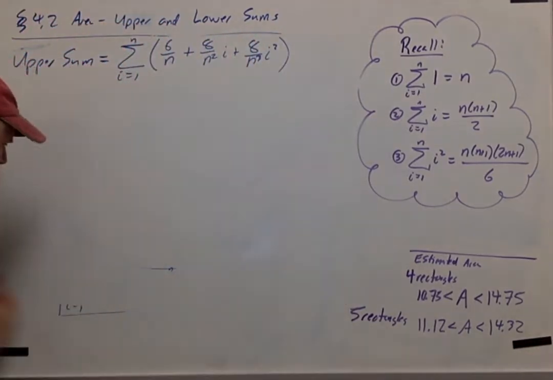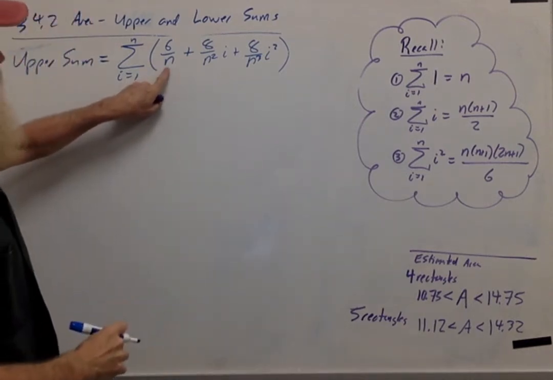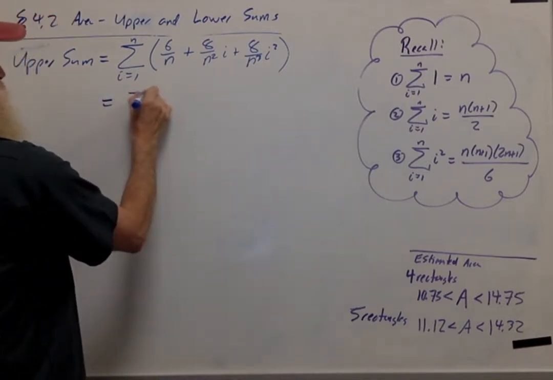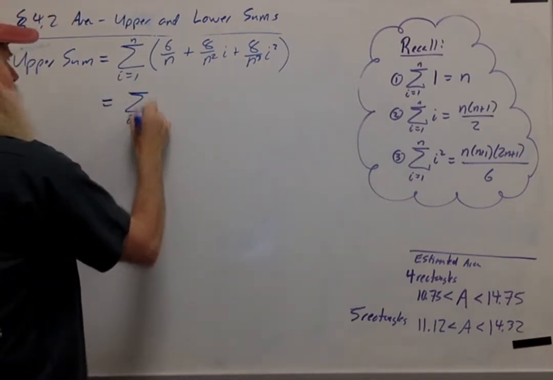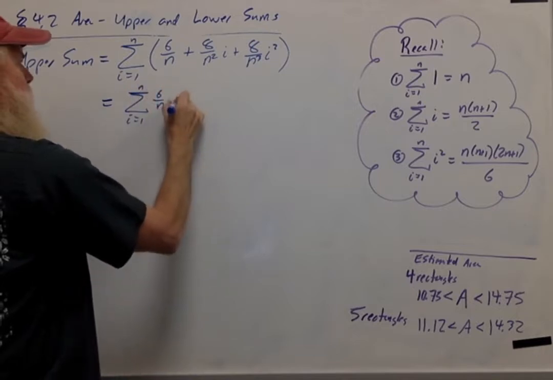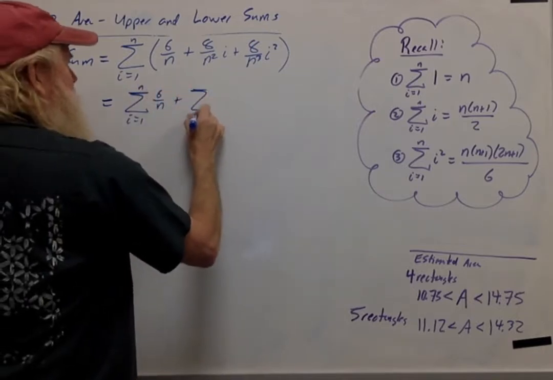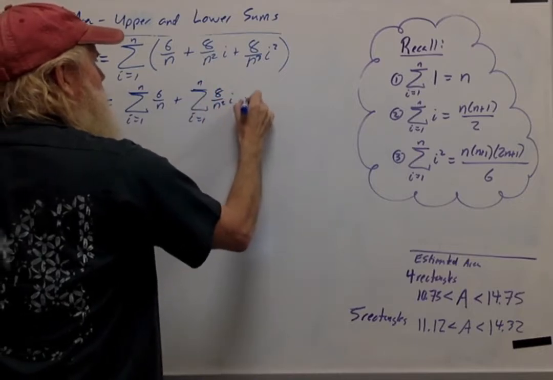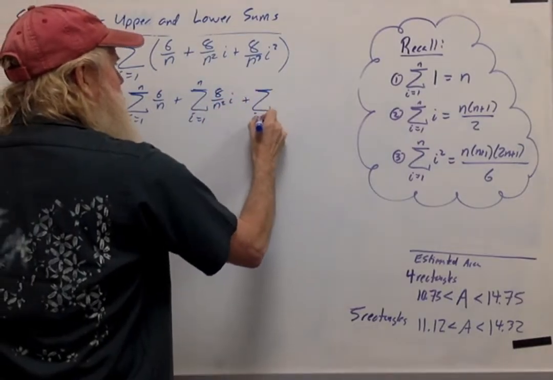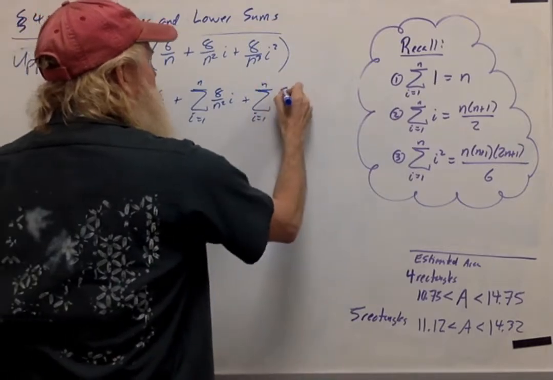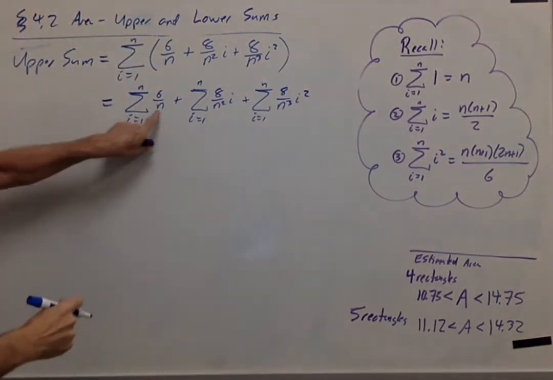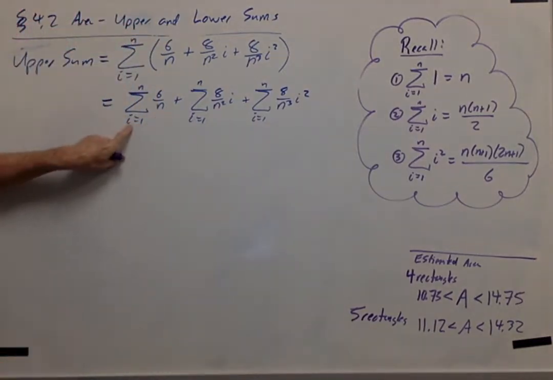Okay, here we go. So first of all, I can distribute the sum over these three terms so that I end up with three separate sums. The sum i equals 1 to n of 6 over n plus the sum i equals 1 to n of 8 over n squared i plus the sum i equals 1 to n of 8 over n cubed i squared.